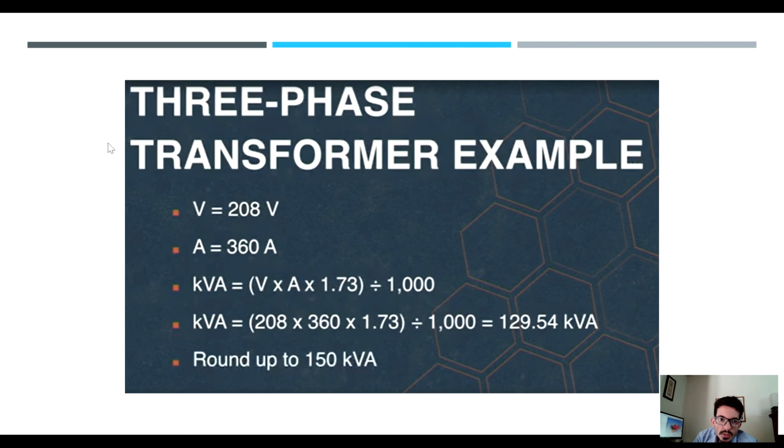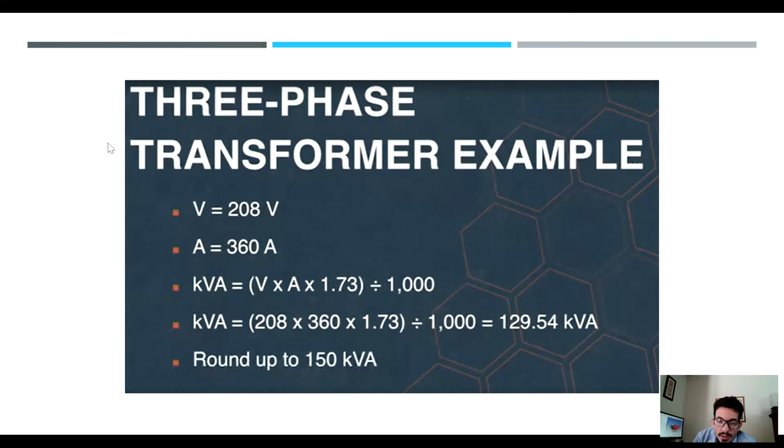So one example of how to calculate the kVA for a three-phase transformer is exactly the same. You find the voltage, you use the amperage draw, and you find your kVA, knowing that you multiply your V times your A times 1.73, or square root of 3, it's easier to remember, divided by 1000. In this particular case, voltage is 208, the current is 360 amps, and you multiply it times square root of 3, divided by 1000, which gives us 129.5 kVA.